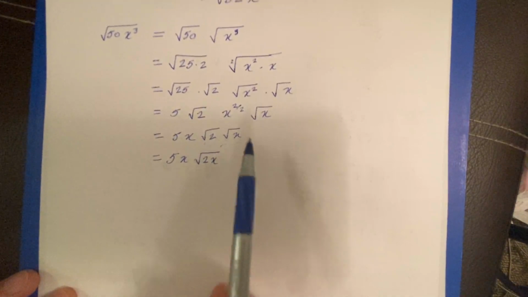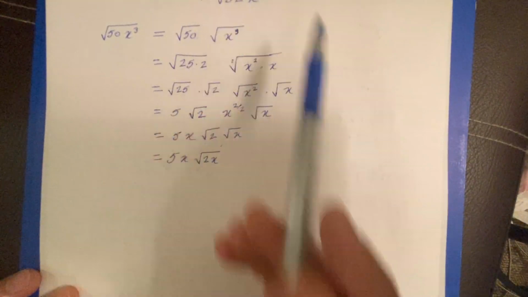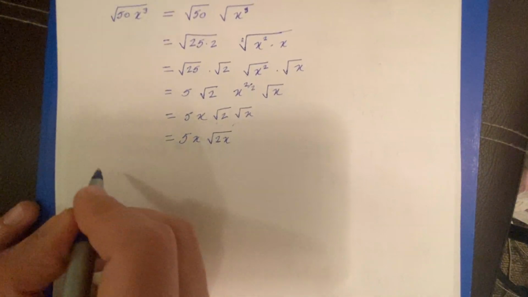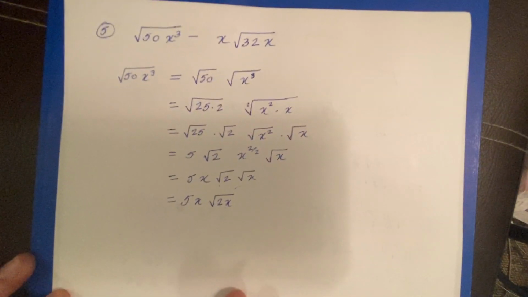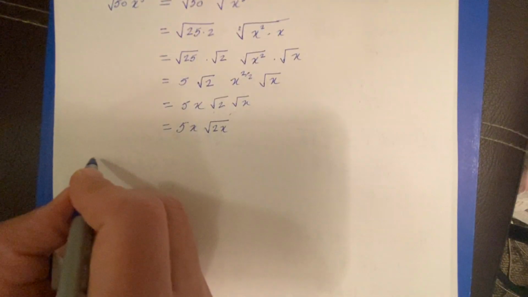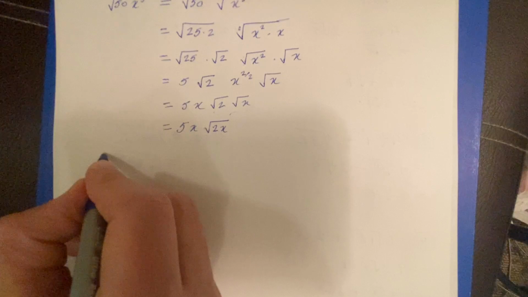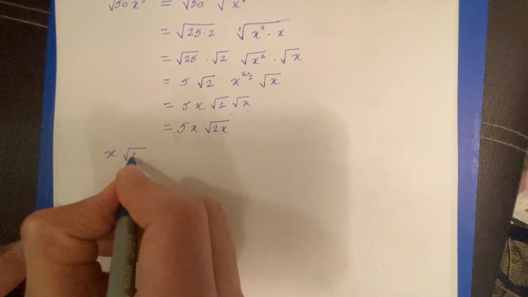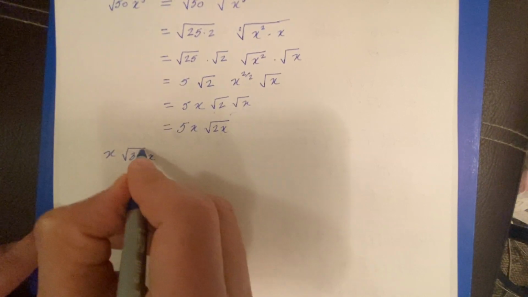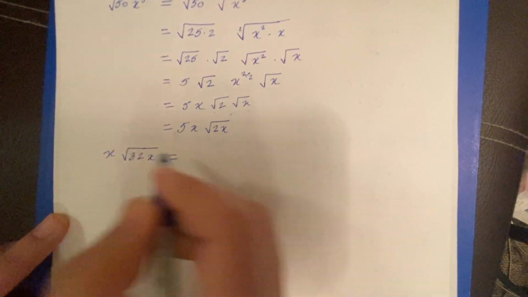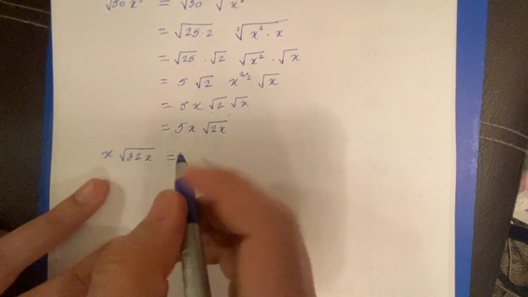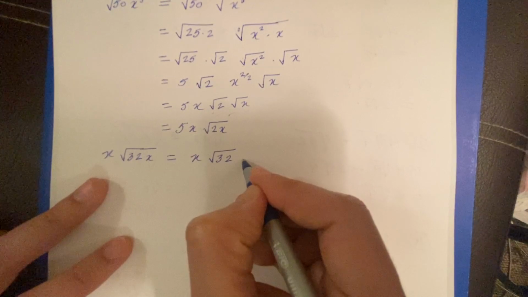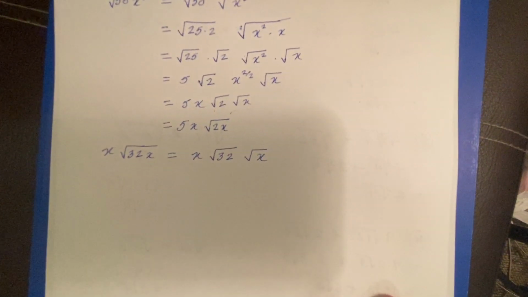All right, now let's look at another one, this one. So this one is x times square root of 32x, or square root of 32 times x. So again, in this one, we can split this into, I guess, 3 terms. Yeah, we can split this into 3 terms.